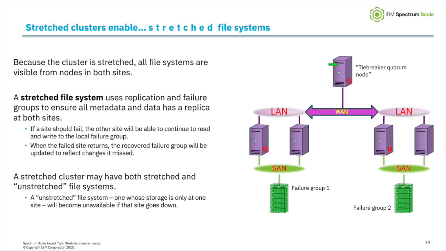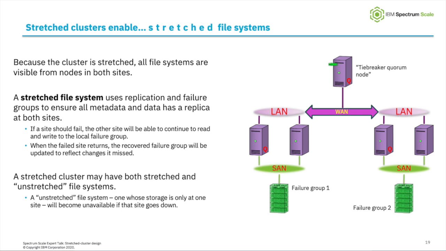Simply set the file system replication factor to 2, same with metadata replication, and have NSDs, or disk volumes, from both sites in that file system. Put all the NSDs in one site into failure group 1. Put the NSDs from the other site into failure group 2. Now, if one site goes down, the stretch file system remains available to the other site.